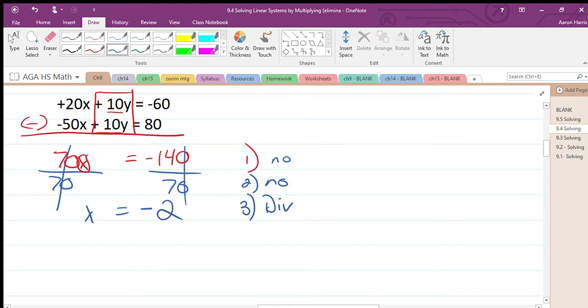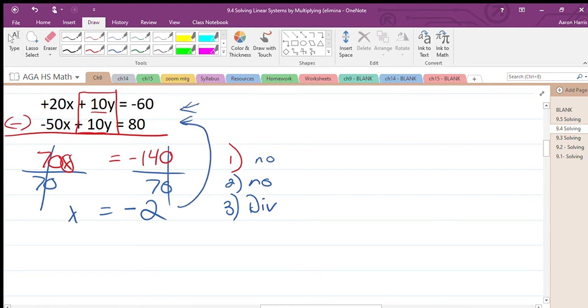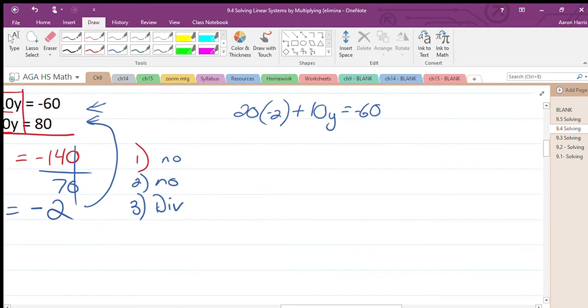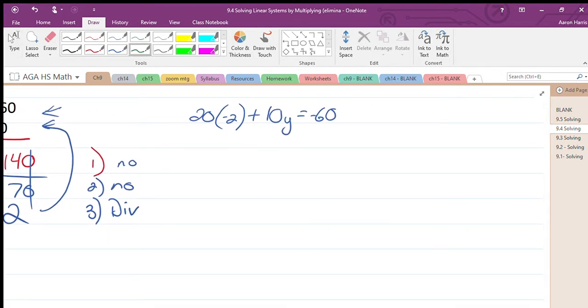So if x is equal to negative 2, what can I do? I can substitute it back in. Does it matter which equation? No. So let's do the top. 20, instead of x, I'm going to put negative 2 plus 10y equals negative 60. Now what? All I have to do is solve for y.